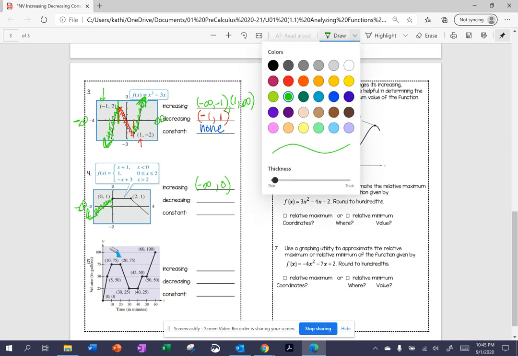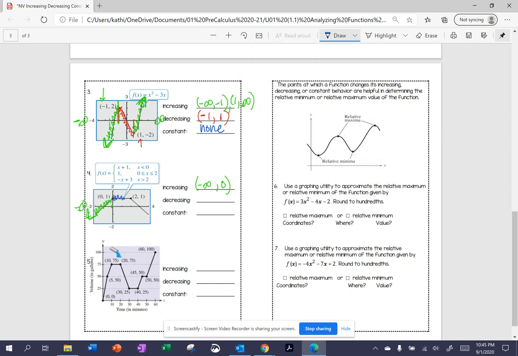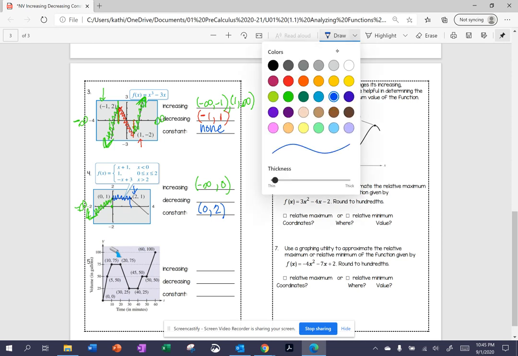So my next section is constant. So I'm starting at 0. I can't be both increasing and constant, so I don't include 0. That's a parentheses. And then I'm going to end at the x value of 2. And I'm not going to include 2 because 2 cannot be both constant and decreasing.